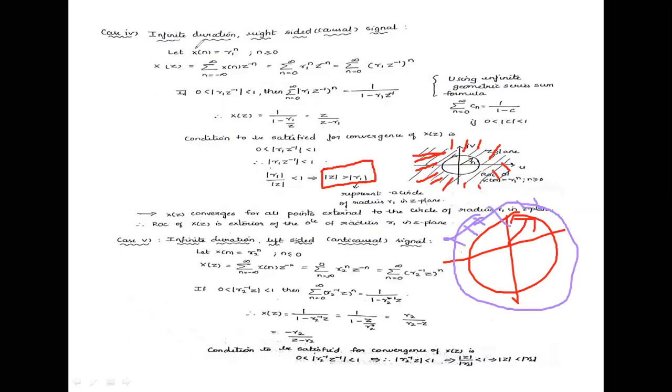Exterior. So for infinite duration, the right-sided causal sequence has an exterior ROC. Exterior, simply saying. Anti-causal means definitely the interior only. Anti-causal means definitely that it is an interior signal. Got it, my dear students?